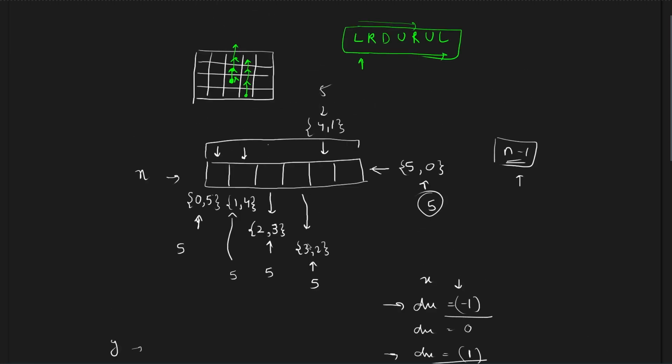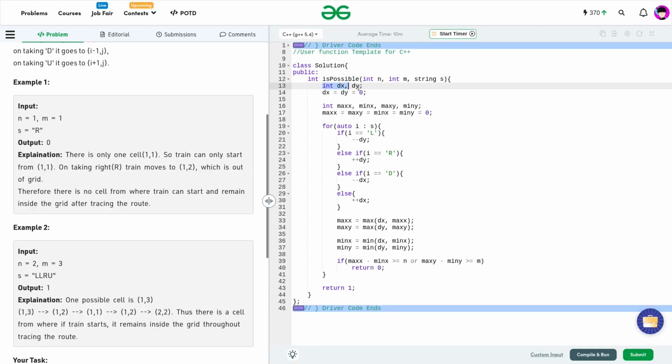So let me just show you the code quickly. What I've done is I've created two variables dx and dy and I've calculated 4 variables. Max x is the maximum position to the right that you will move. Minimum x will be the minimum position to the left that you will move. So basically this is for going right and this is for going left. Similarly, I've done it for y. This is for going up, this is for going down, right? I initialize all of them with 0.